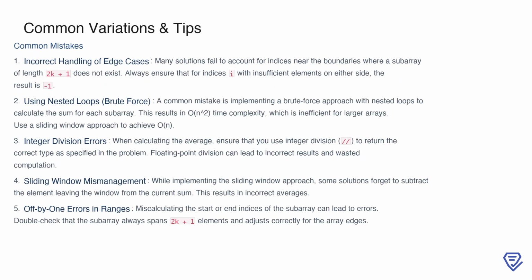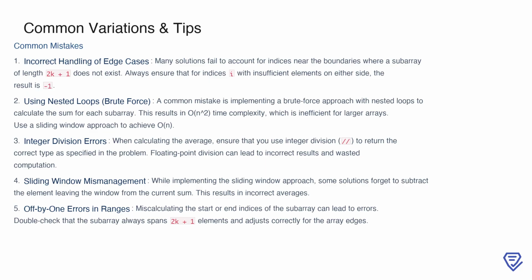When solving this problem, there are several common mistakes to watch out for. First, improper handling of edge cases is a frequent pitfall. Specifically, indices near the boundaries of the array often lack enough elements to form a valid subarray of size 2k plus 1. For these cases, it's crucial to return -1 as specified in the problem.